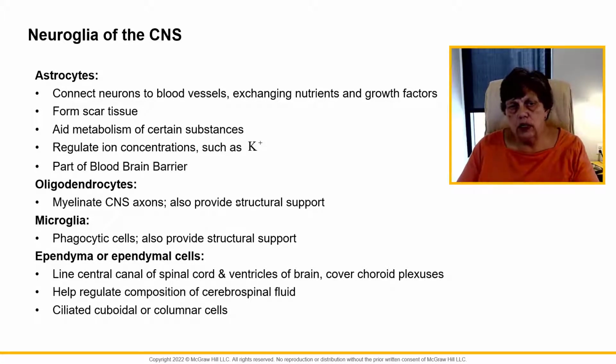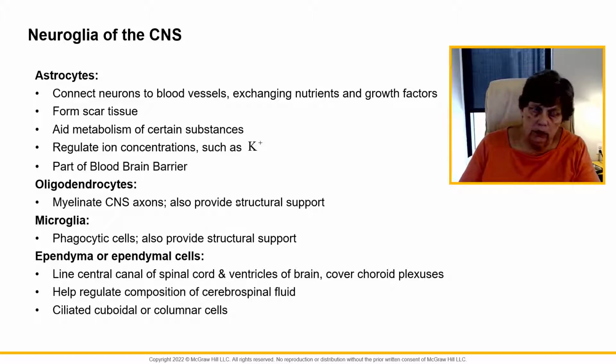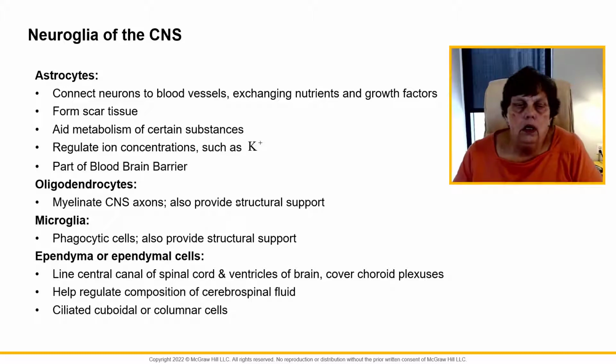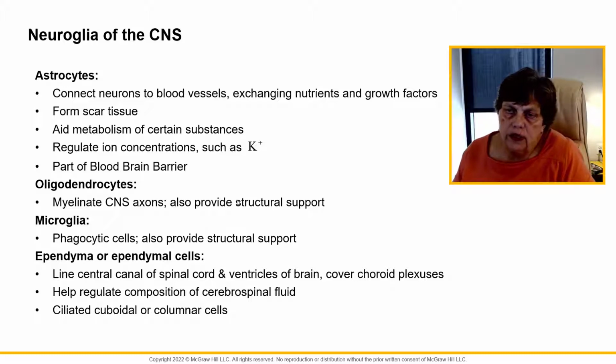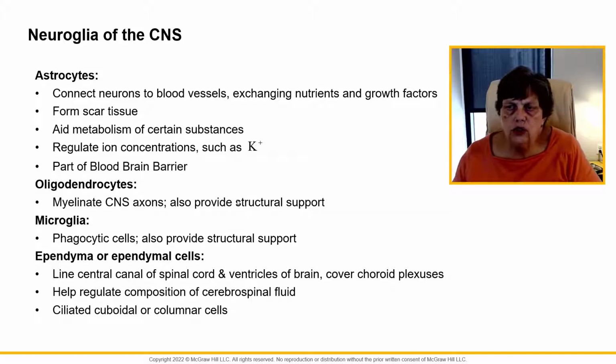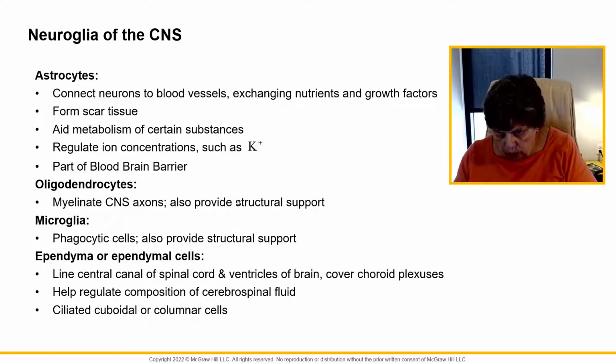The astrocytes, they literally do kind of look like stars. They're going to connect the neurons to the blood vessels that allow for the exchange and growth factors. They're going to regulate ion concentrations. They're going to form part of what's called the blood-brain barrier. This block between the brain and the blood.